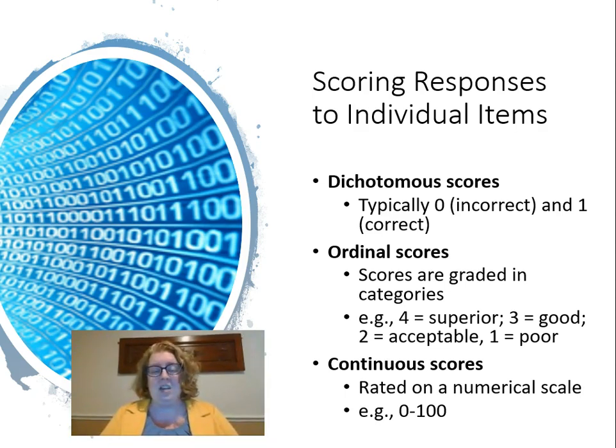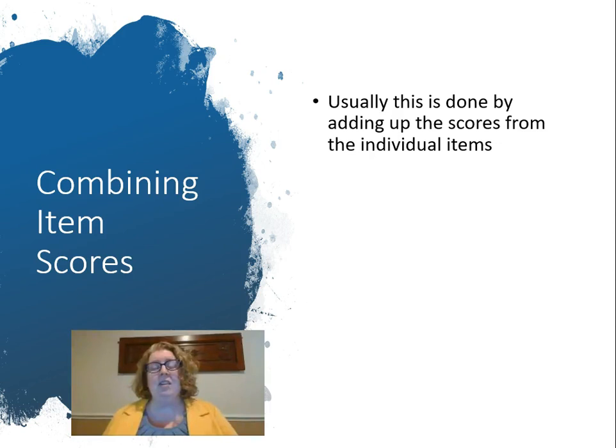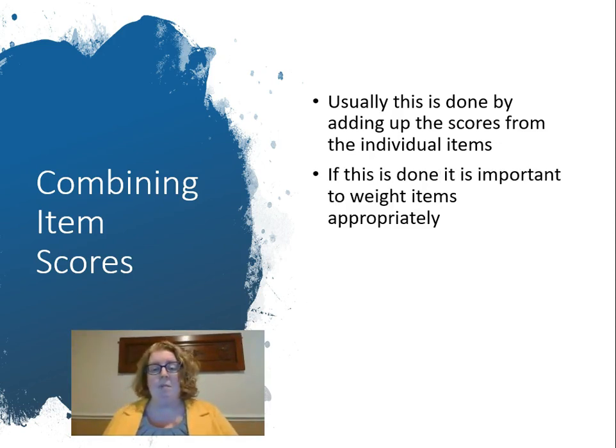Typically, we don't see those continuous scores on individual items, but we see them when we put together all of the scores on a test. So just keep that in mind when thinking about individual items that are dichotomously scored, ordinal scored, or continuous scored. We combine these item scores in a couple of different ways, most simply by adding up the scores on individual items.